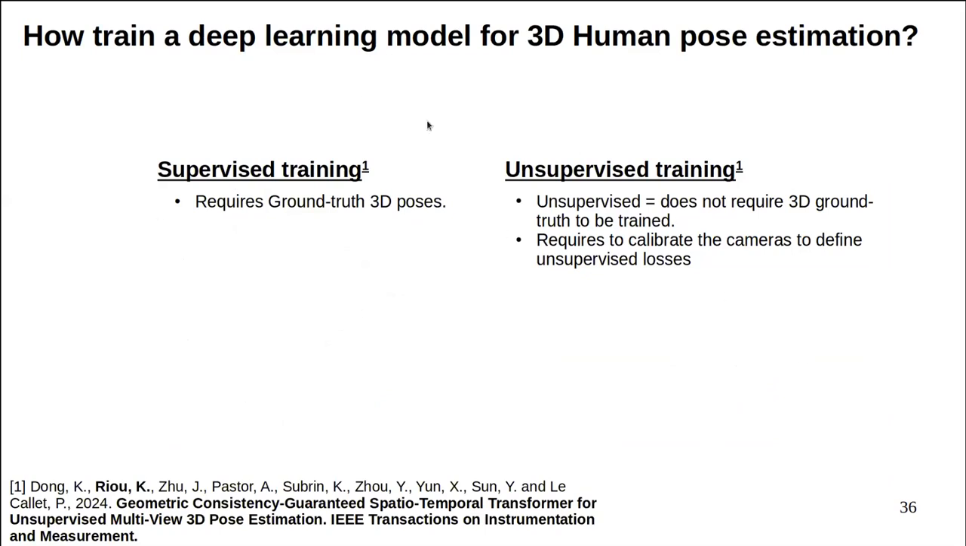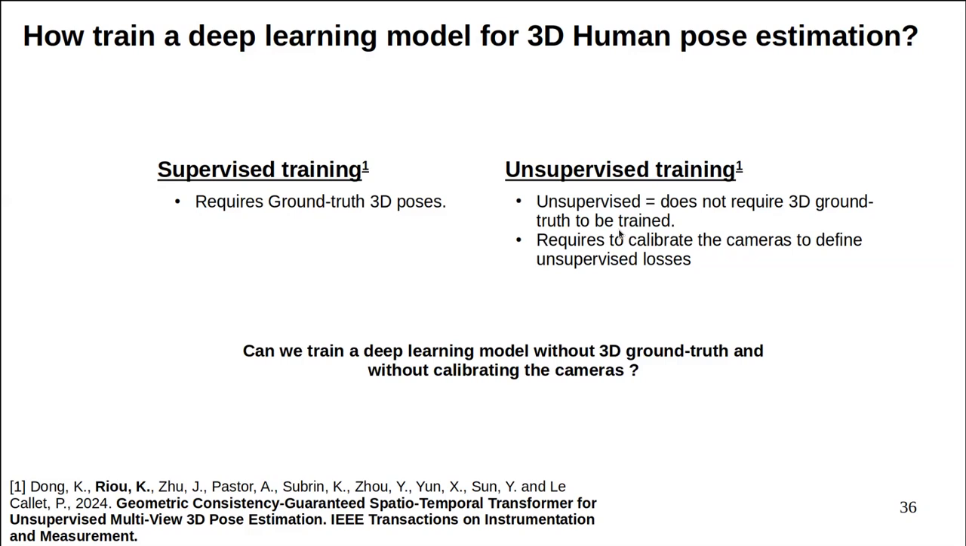either to use supervised training to train your model. And in this case, you need 3D ground truth poses in your new setup. So you would need to use mocap to collect data to obtain those 3D poses. Or you could use unsupervised training. Unsupervised training does not require 3D ground truth poses to train the model. But usually, we have a paper on that, actually, it requires calibrating the cameras to define unsupervised losses. And if we need to calibrate the cameras, then we fall back to the problem linked to the triangulation.